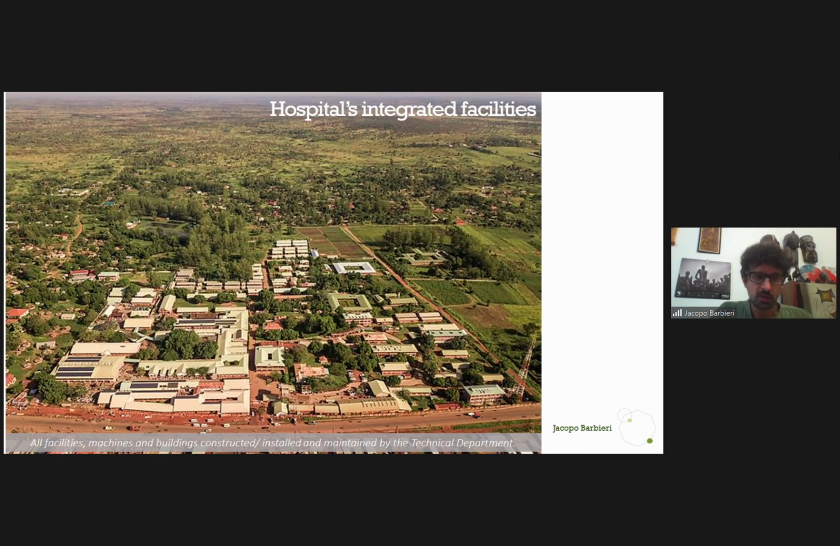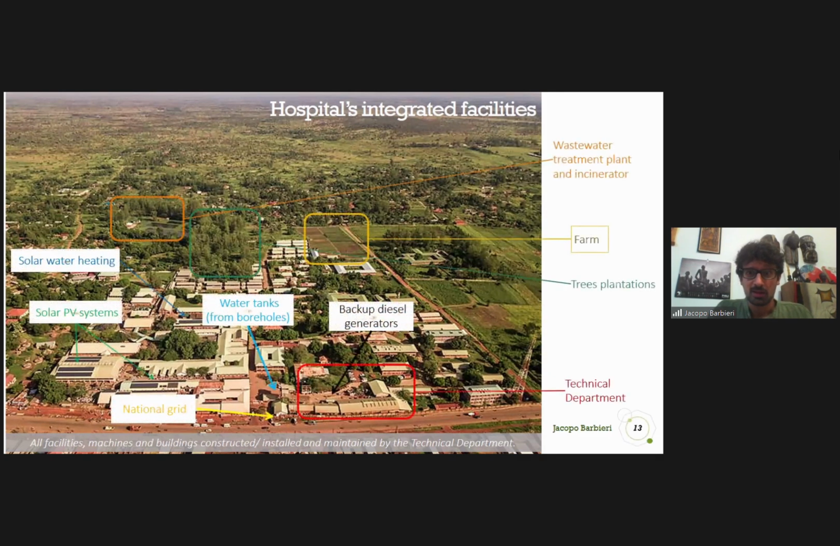What adds to this is that all facilities, machines, buildings, all you see has been constructed, installed, and maintained by the technical department with internal resources. So, of course, the hospital has got integrated facilities. Here we have the most interesting for our case. For power supply, we have the national grid, but we also have backup diesel generators and solar photovoltaic systems. We do have solar systems also for water heating and thermal needs. Then the hospital has got its own water pumping supply and distribution system, and also its own wastewater treatment system, which also includes in the same area an incinerator for the infectious waste.